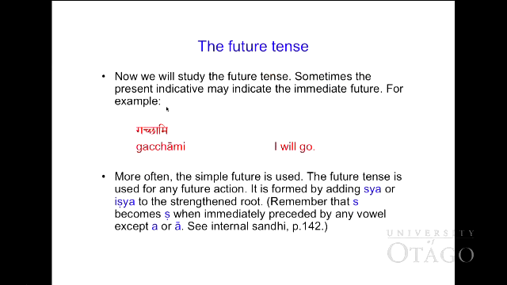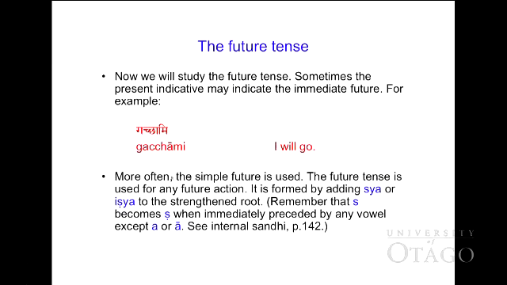So the future tense, we will study the future tense sometime. The present indicative may indicate the immediate future. For example, we have studied from last semester, lesson 1 to lesson 3. Gacchami sometimes is translated as I go or am going, and sometimes we can translate it as I will go. It is immediate future. But today we will study the future tense, that is near future.